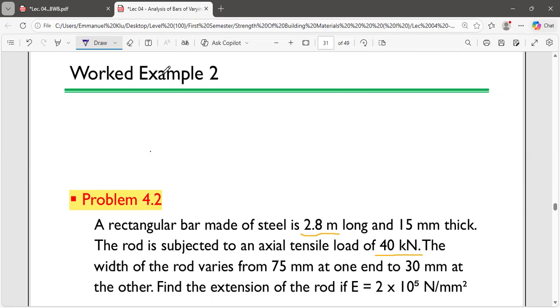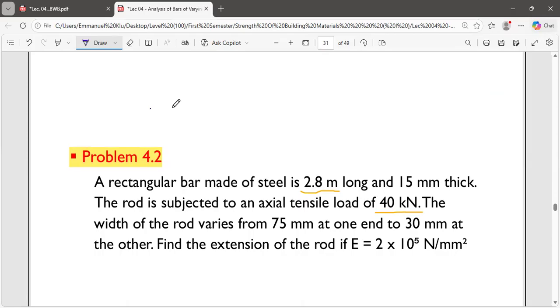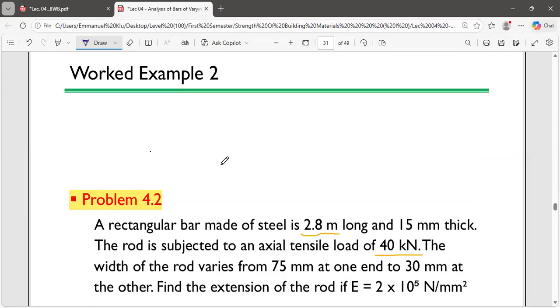A rectangular bar made of steel is 2.8 meters long and 15 millimeters thick. The rod is subjected to an axial tensile load of 40 kilonewton. The width of the rod varies from 75 millimeters at one end to 30 millimeters at the other. Find the extension of the rod if E is equal to 2 times 10 raised to the power 5 Newton per millimeter square. Okay. Thank you very much.